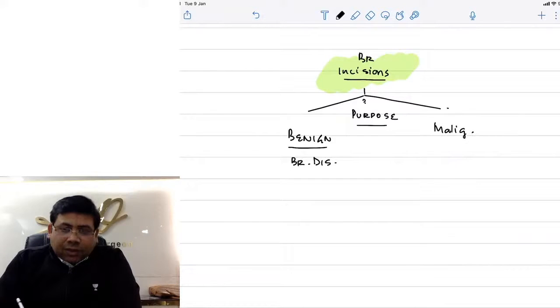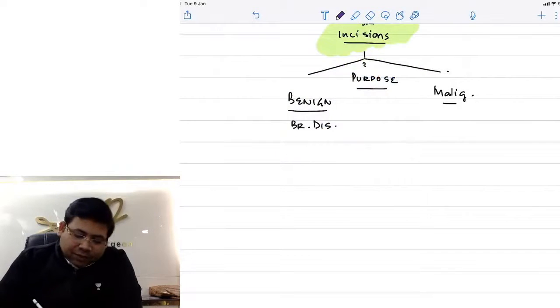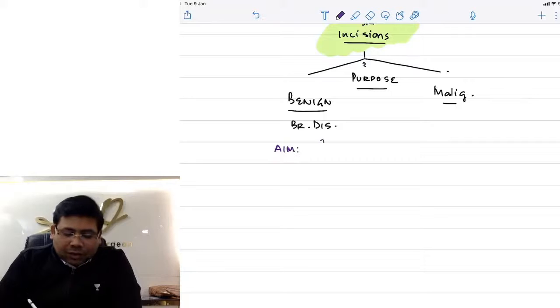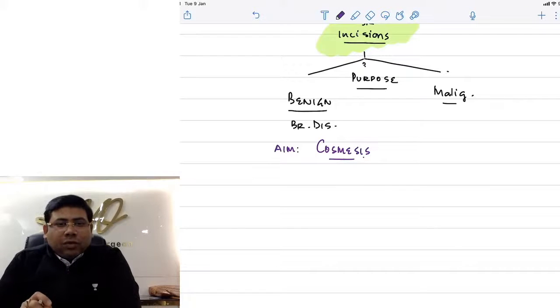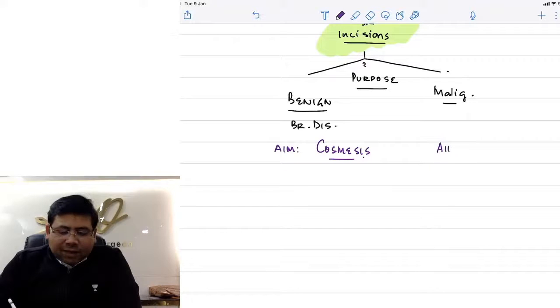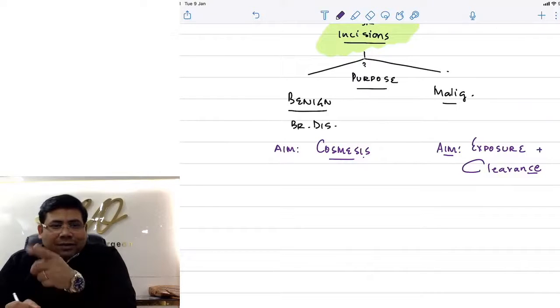So if it is for the benign breast diseases, the aim is not only resection, the aim is to conserve the cosmesis. So the aim is purely cosmesis. You want to get rid of the disease also, but you don't want to alter the cosmesis. When you talk about the malignancy, the aim behind making an incision is the exposure. And not only exposure, why do you need this exposure? Because we need to define a good clearance also. So exposure and clearance are of paramount importance in this condition.